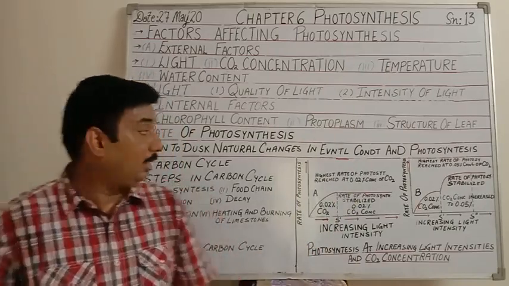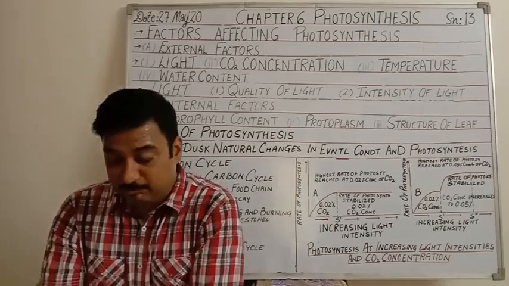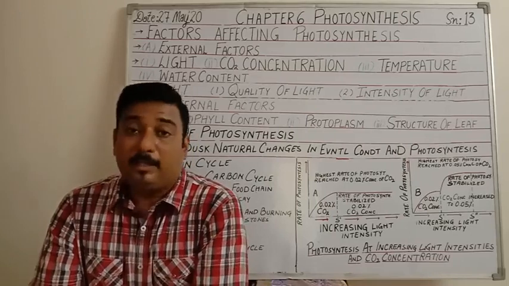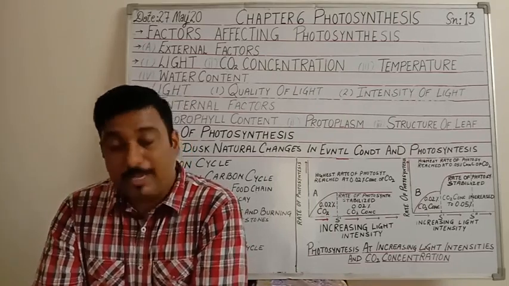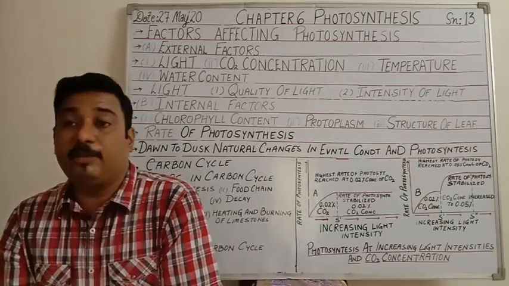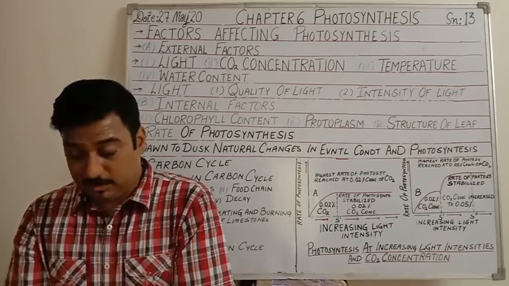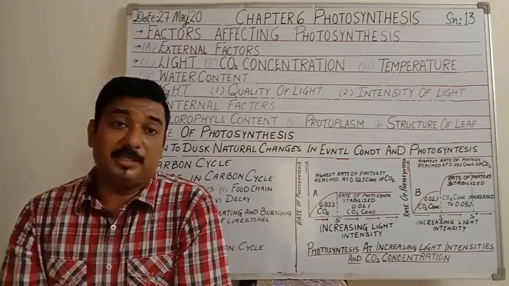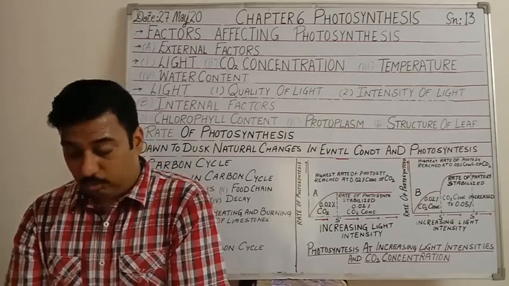Let us move on to the next topic, that is rate of photosynthesis. Photosynthesis is maximum when there is maximum light, carbon dioxide concentration is optimum, as well as a normal temperature of 35 degrees Celsius, which is the optimum temperature. The rate of photosynthesis will be influenced by any of the factors. If any of the factors decreases or increases, that will affect the rate of photosynthesis.